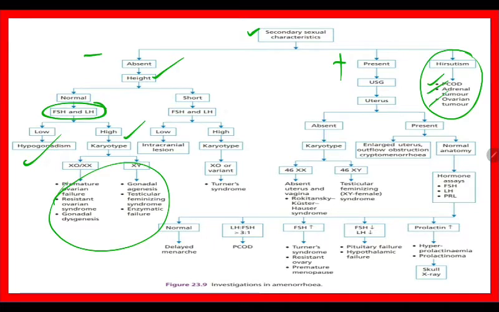If she is short, again do FSH-LH to check where the pathology is. If it is low, it is an intracranial lesion. If it is high, the pathology is lower down. That is Turner syndrome, especially presenting with streak ovaries.